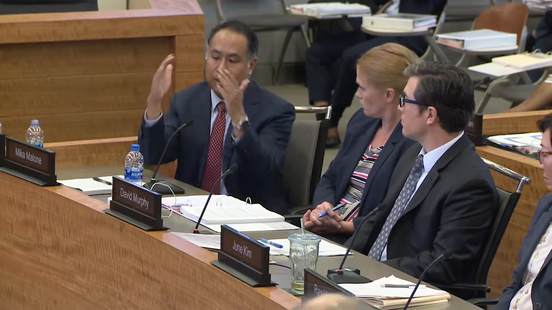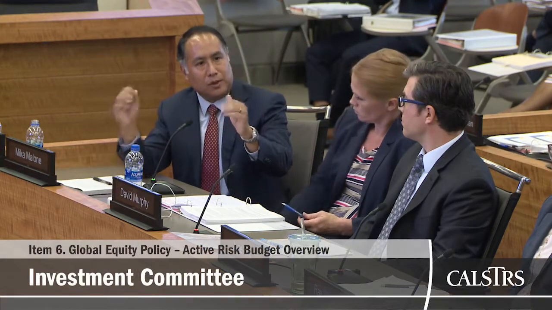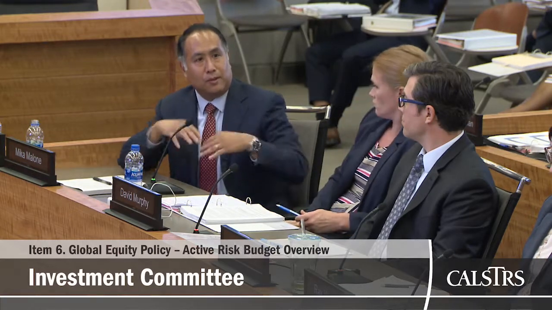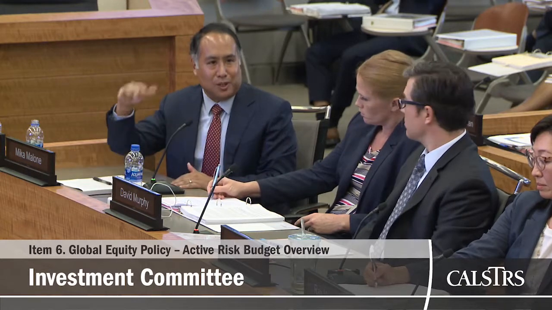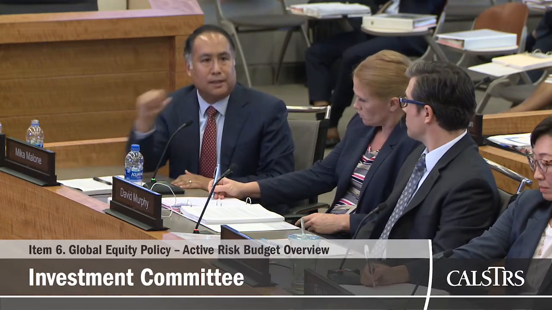You might have recalled a pyramid slide that we had shown in the past, and it really talked about how we set benchmarks at a total fund level with the policy benchmark, the strategic asset allocation. Then we go down to the asset class level, then we go down to the sub-asset class level, and then we go down to the manager level.